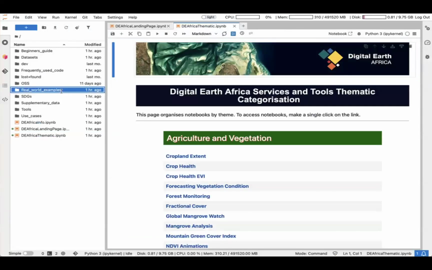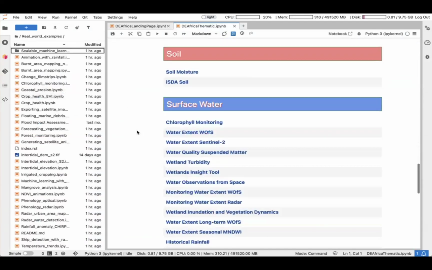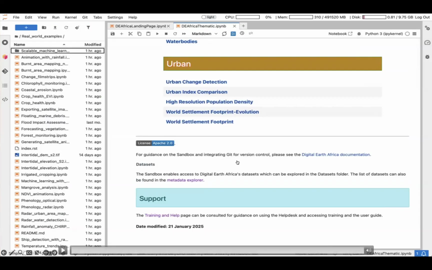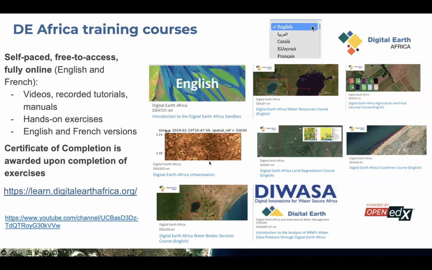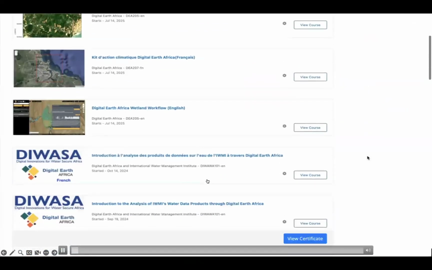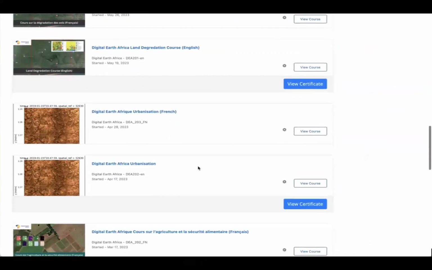Now going to the sandbox, you can see what we've covered today, just as a summary, looking at the urban change detection, urban index, high resolution, world settlement footprint, as well as urban green space with the Sahel Club. So these are many of those opportunities. Then we have our training courses in English and French, and now more specifically giving you an example of the urban course that we have as well.